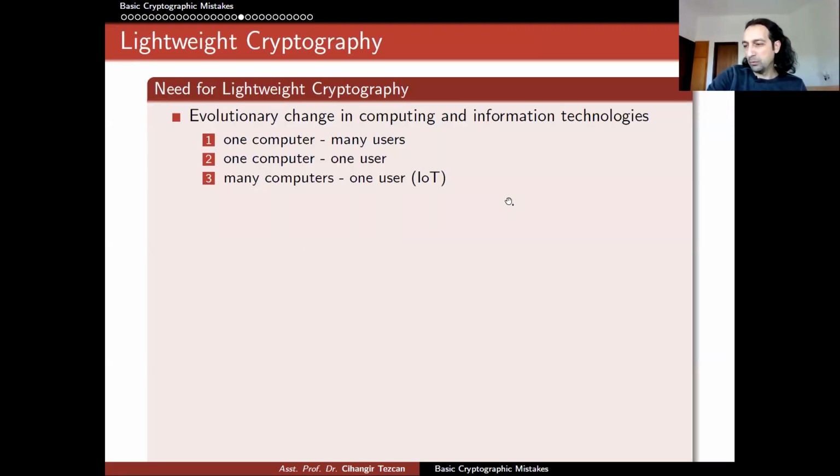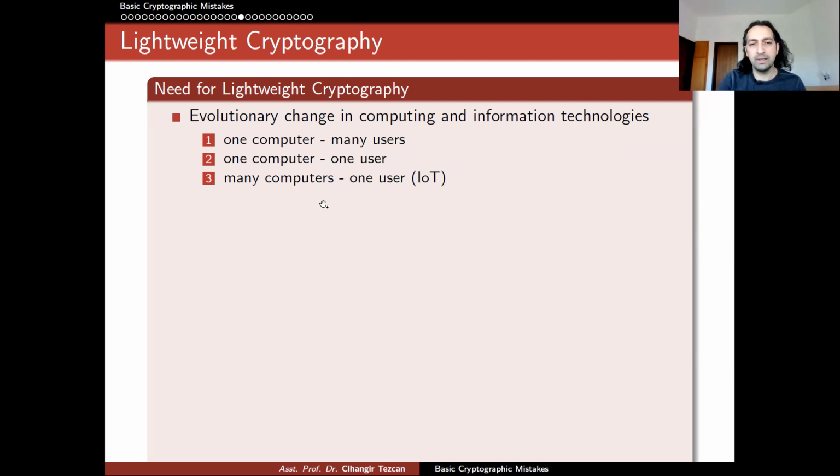Okay, so let me move on to some more examples, and I need to talk about lightweight cryptography. Evolutionary change in computing and information technologies actually worked as follows. Initially, there were many users, but only a single computer. Probably none of us are that old, but we started our life with the personal computer. So one user had one computer. But nowadays, due to the increase of computational devices and with the help of Internet of Things, now we have one user but many computers.